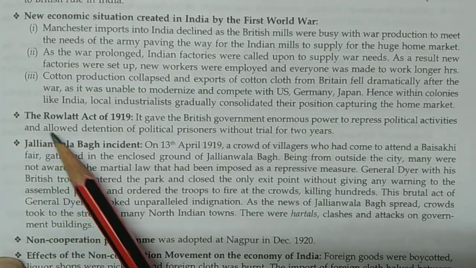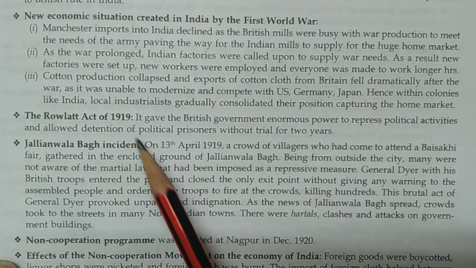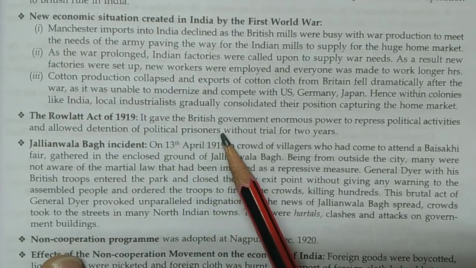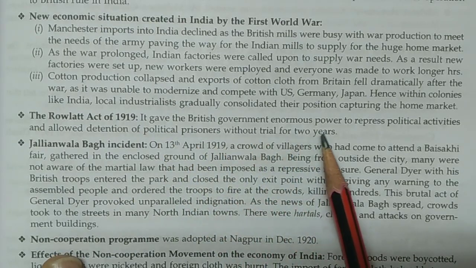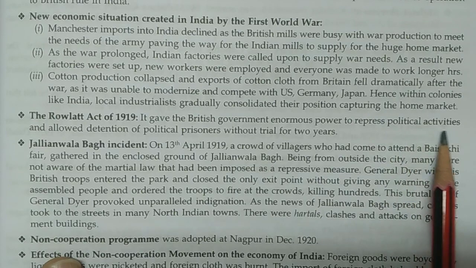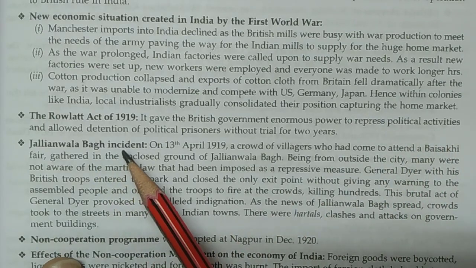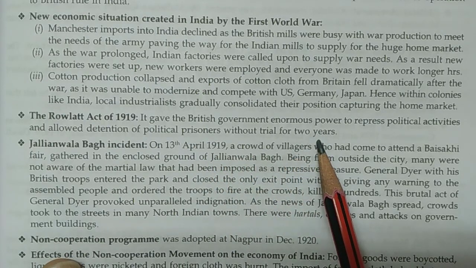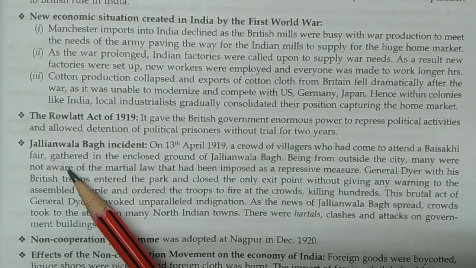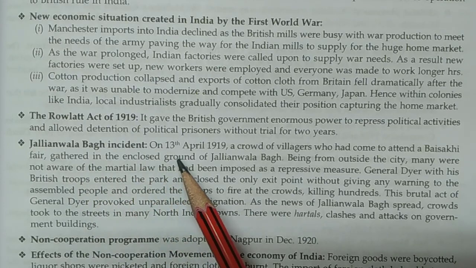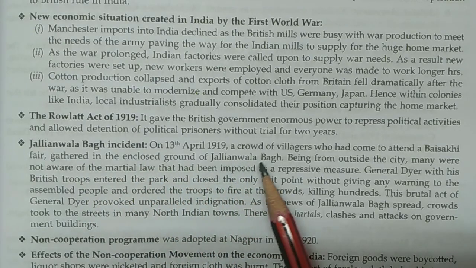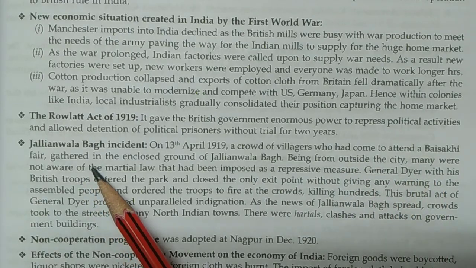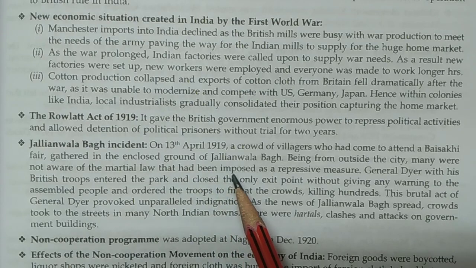Now, next, the Rowlatt Act of 1919. It gave the British government enormous power to repress political activities and allowed detention of political prisoners without trial for 2 years. Next, Jallianwala Bagh incident. On 13th April 1919, a crowd of villagers who had come to attend a Baisakhi fair gathered in the enclosed ground of Jallianwala Bagh.